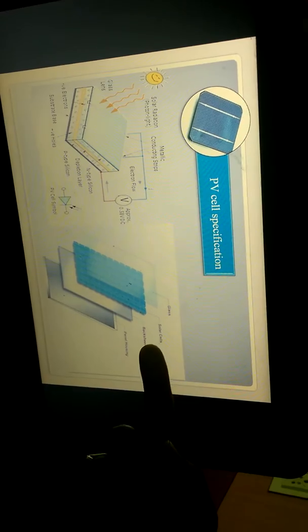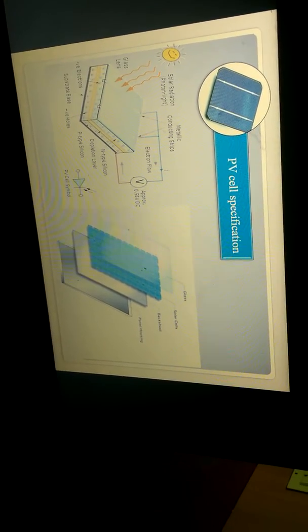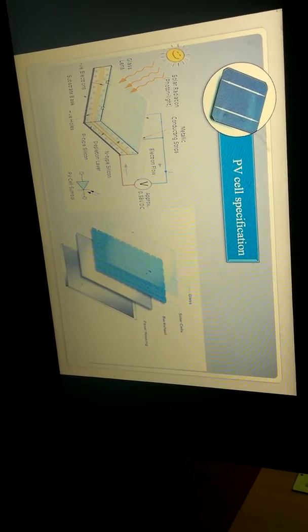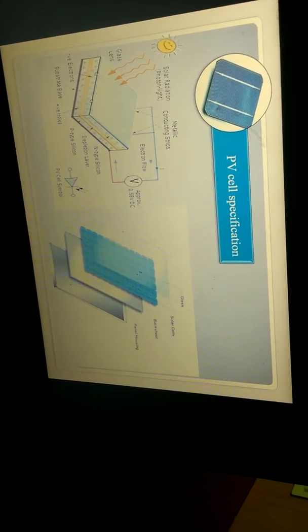Now we are going to discuss the specifications of a photovoltaic cell. A photovoltaic cell, as we can see in the picture, comprises three layers. It is made up of silicon, and it comprises three layers: N-type silicon, P-type silicon, and in between lies the depletion layer. On the other hand, we can see that the N-type silicon layer consists of negative electrons, and the P-type silicon layer consists of positive electrons.